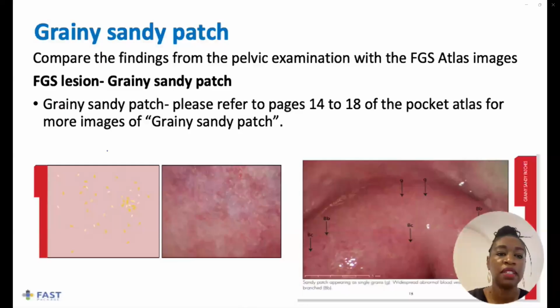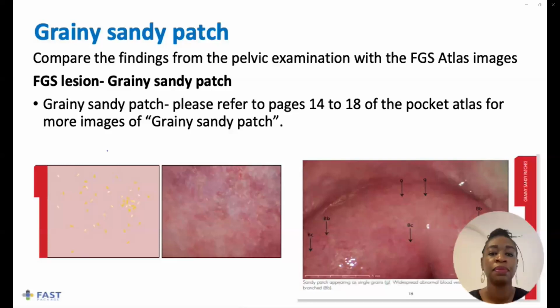So here are some of the examples. I hope using this slide, you can see the specks of sand, or the rice grain appearance that you're seeing. And this is how it looks in the cervix. Here you can see the many speckled appearance of the sandy patches, as well as many prominent blood vessels.